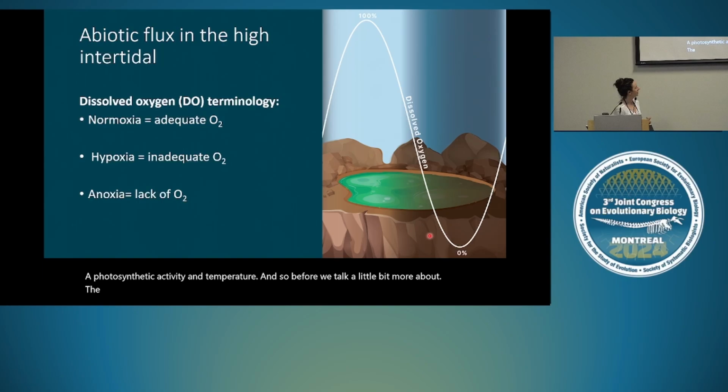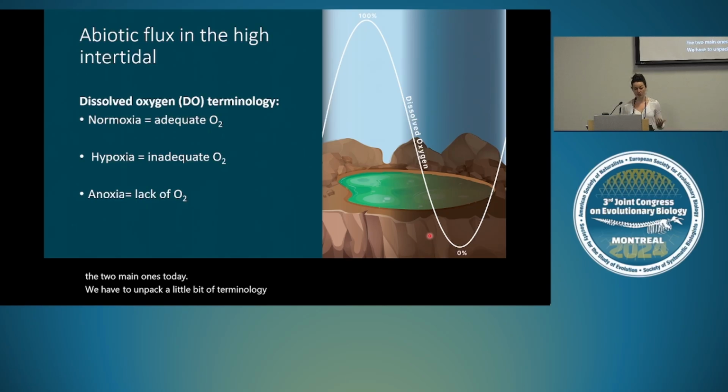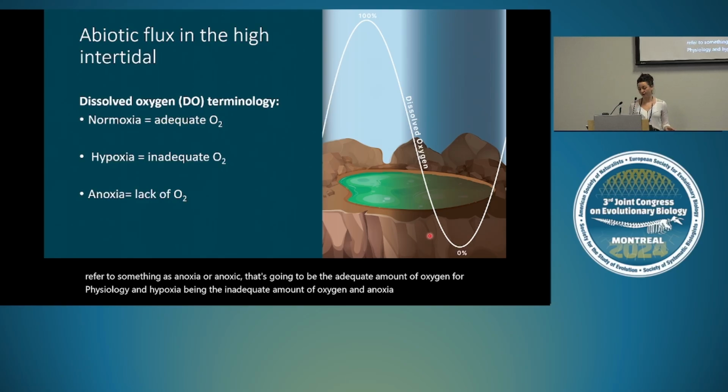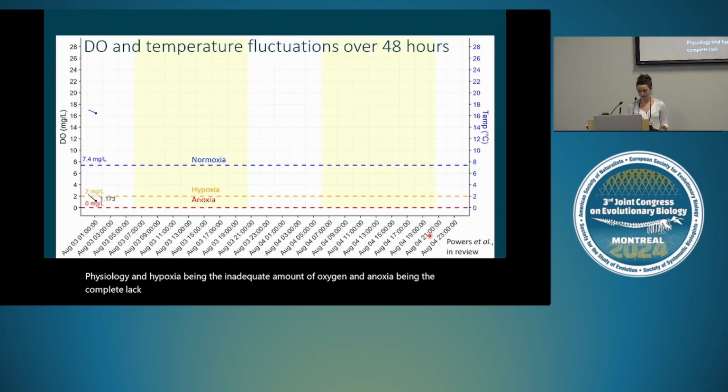And so before we talk a little bit more about the various stressors that we're going to focus on, temperature and dissolved oxygen being the two main ones today, we have to unpack a little bit of terminology about dissolved oxygen, or DO. So today, when I refer to something as normoxia or normoxic, that's going to be the adequate amount of oxygen for physiology, and hypoxia being the inadequate amount of oxygen, and anoxia being the complete lack of oxygen altogether. So with that, we can start looking at some actual data.